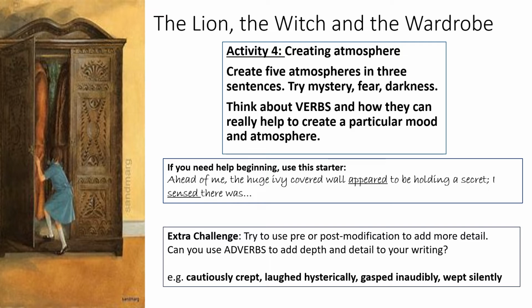As an extra challenge, try to modify the verbs you use. How is the action carried out? Look at the examples I've done. Cautiously crept, laughed hysterically, gasped inaudibly, wept silently. They all add extra information which gives more depth to your writing.